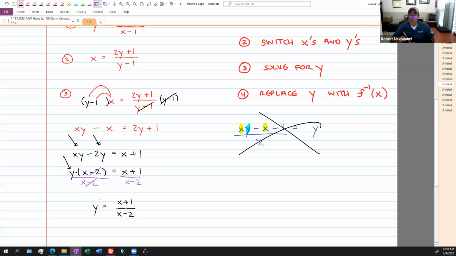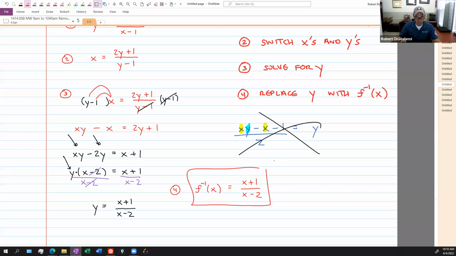Now we have solved for y. Step 4, replace y with f inverse. So f inverse of x equals x plus 1 over x plus 2. Sorry, x minus 2. Boom, got it. All right.